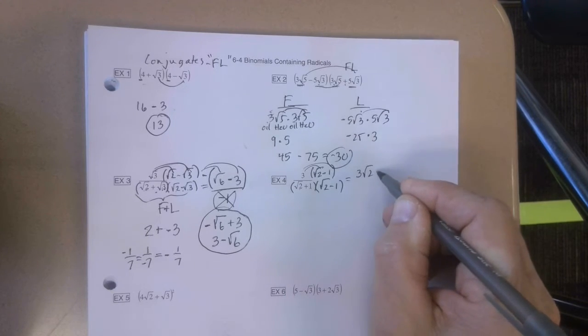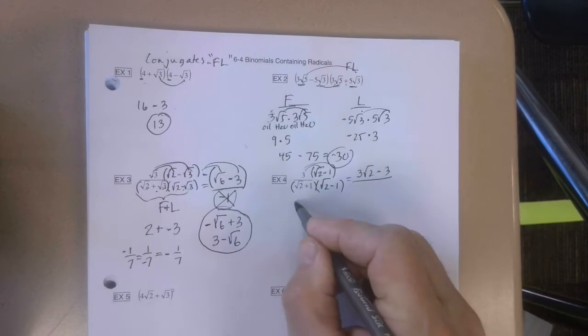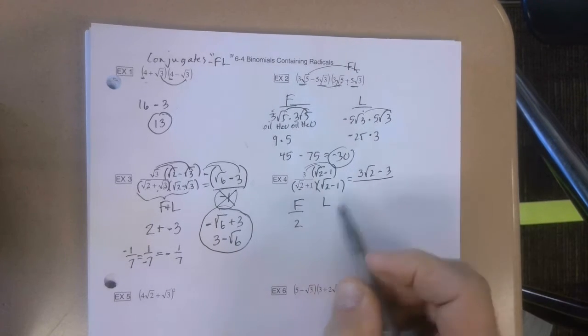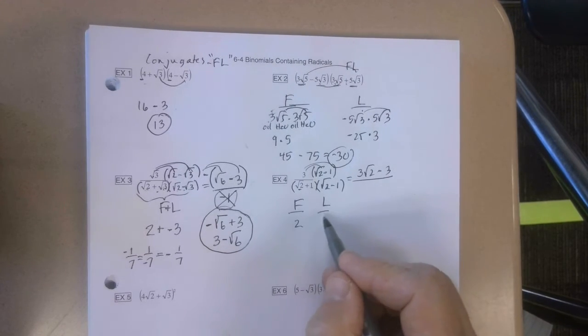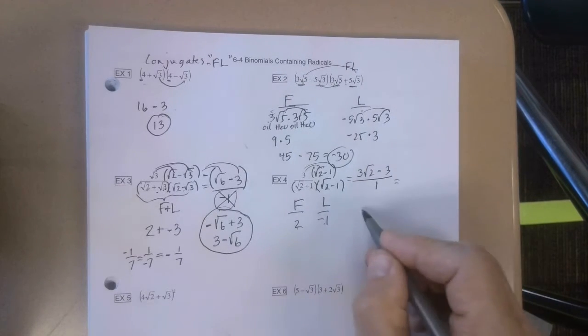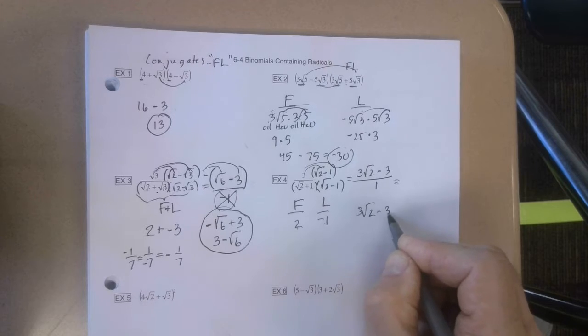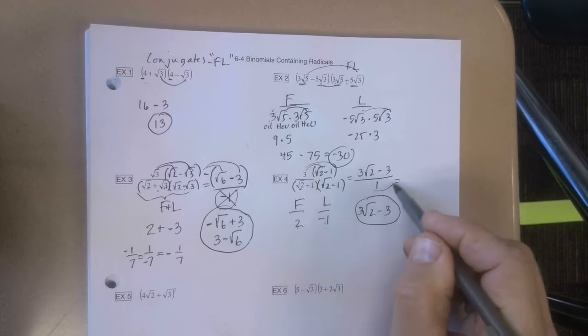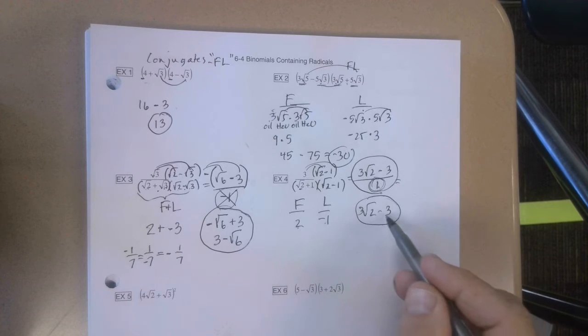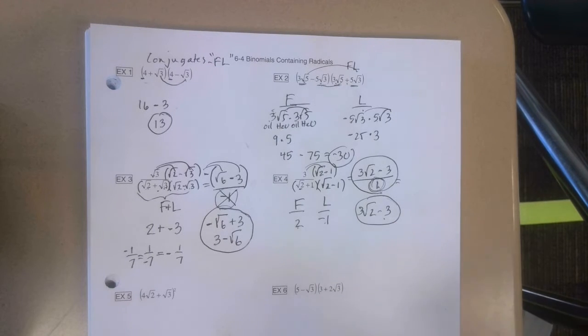3 square root of 2 minus 3 all over, and here comes my FOIL. Square root of 2 times the square root of 2 is 2. 1 times negative 1 is just negative 1. What's 2 minus 1? It's just 1. So this could just be 3 square root of 2 minus 3. If you left your answer like that, that'd be fine, but they're not going to leave it like that if there's a 1 down there. They're just going to take it out and write it like this.